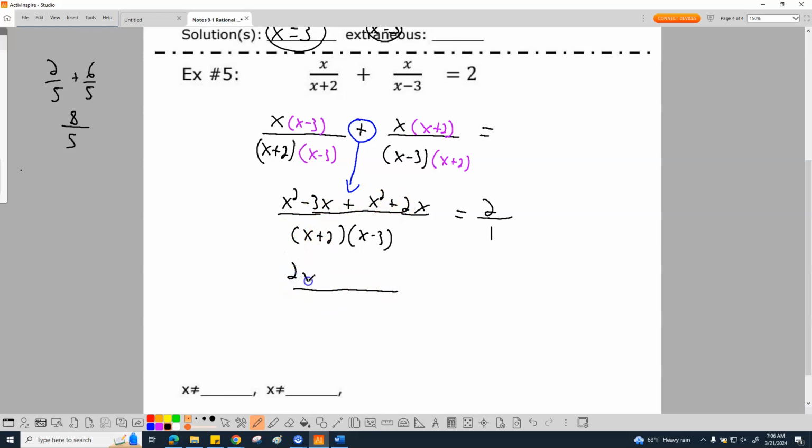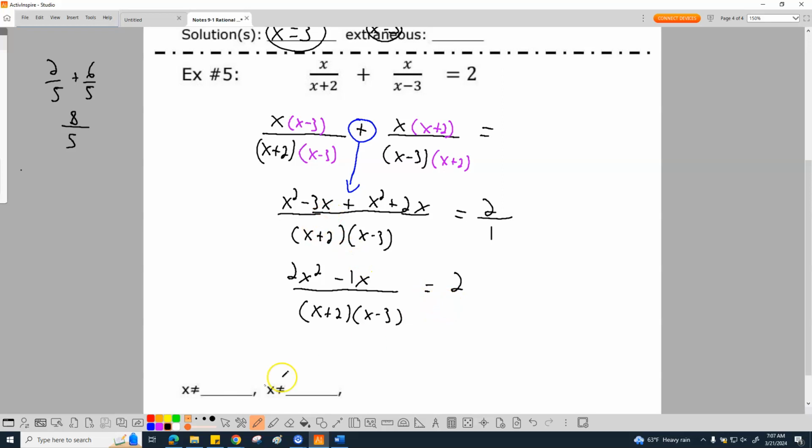So I end up with 2x squared. And then I end up with negative 3x, and 2x is going to be negative 1x, because negative 3 plus 2 is negative 1. And I still have it over my x plus 2 and my x minus 3 equals 2. For now, I'm going to go ahead and stop because I'm out of time. But for now this problem is a normal problem.